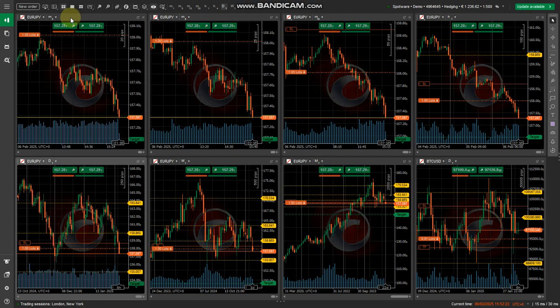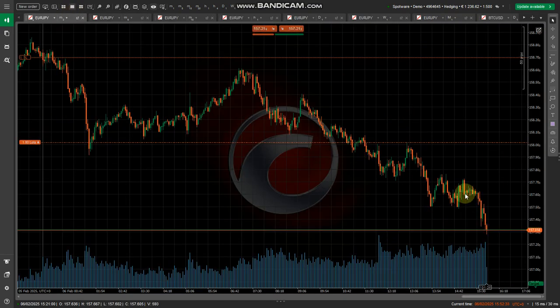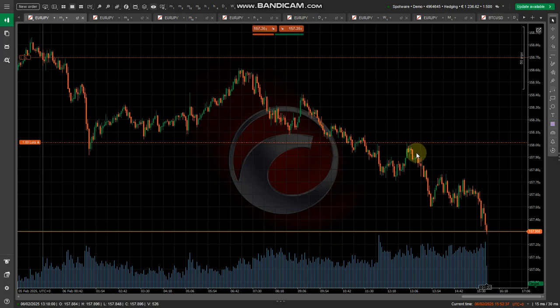Okay, this is the 3-minute chart. Here we go, just a little bit of a look at the bigger picture on the Japanese chart. So the Japanese chart on 3 minutes is moving down.